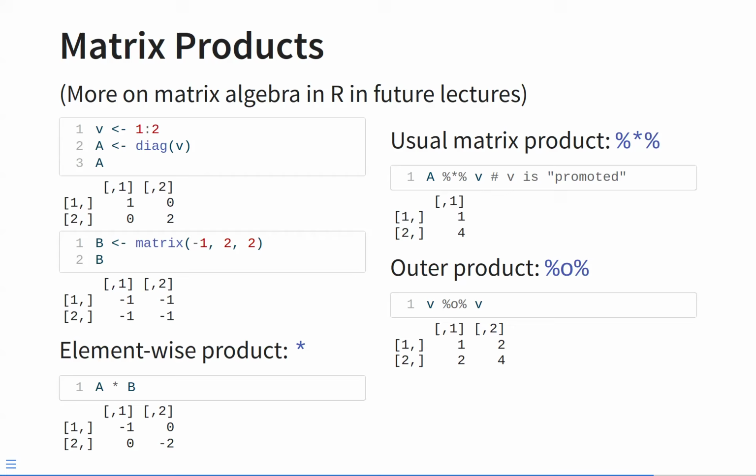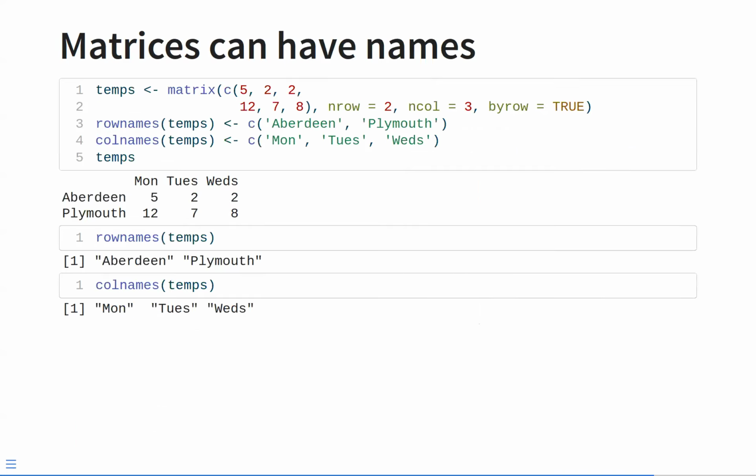If you want to get the outer product, so that would be a vector multiplied by its transpose, you can do that as well. R will, again, promote V to a matrix, and it will interpret it as a column matrix. To get the outer product, you take the letter O, and you enclose it in percent signs.